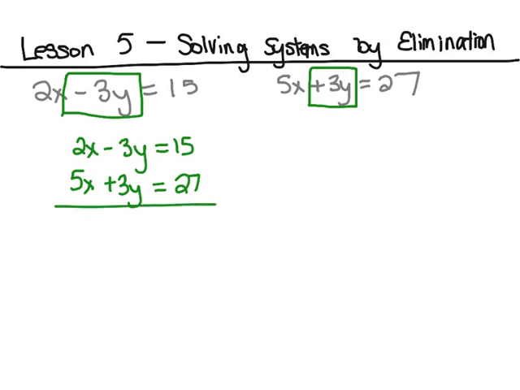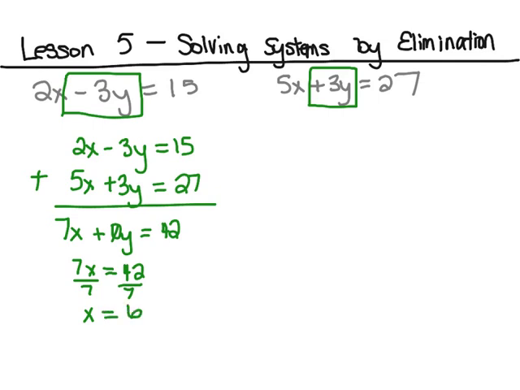Now you would decide if you would add or subtract to make them 0. Negative 3 plus 3 makes 0, so you want to add these two equations together. Now you just add like you would normally. 5 plus 2 is 7x. Negative 3 plus 3 is 0y. And 15 plus 27 is 42. So all we're left with is 7x is equal to 42. Divide both sides by 7, and x is equal to 6.